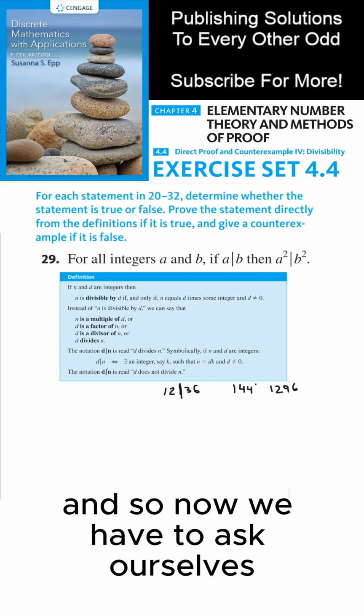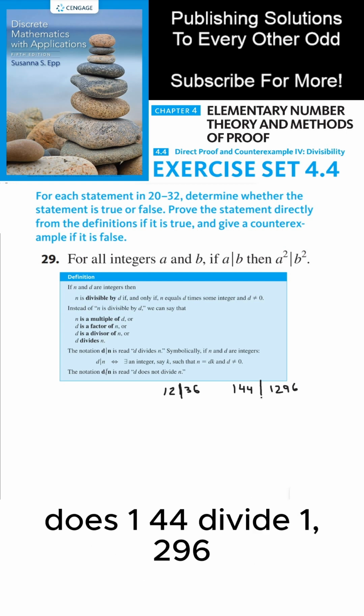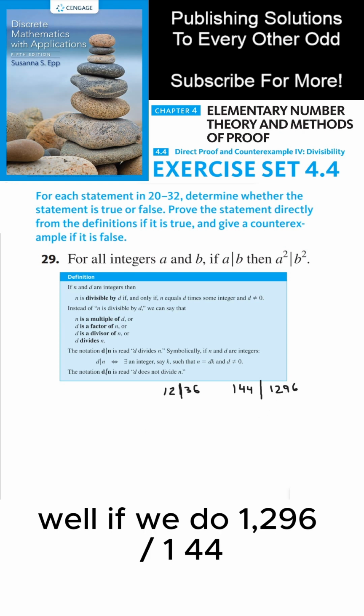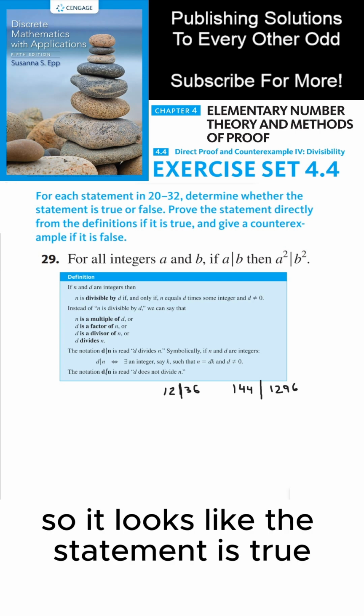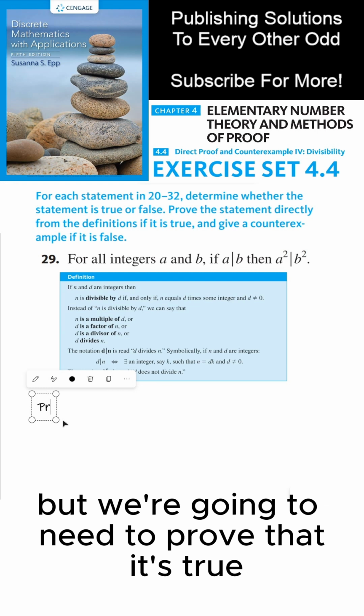And so now we have to ask ourselves, does 144 divide 1,296? Well, if we do 1,296 divided by 144, we get the integer 9. So it looks like the statement is true, but we're going to need to prove that it's true.